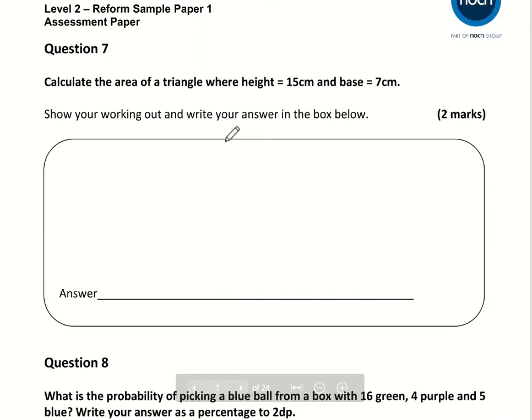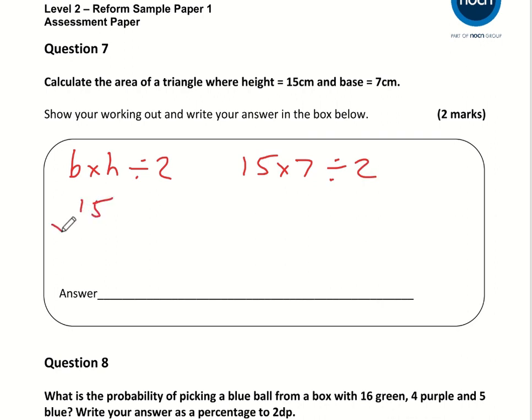Okay, moving on to question number 7. Calculate the area of a triangle where the height is 15 and the base is 7. So remember the formula for the area of a triangle is base times the height divided by 2. So that's 15 times 7 divided by 2. So what is 15 multiplied by 7? 5 7s are 35, carry the 3, 1 times 7 is 7, plus 3 is 10, so 105. So we need to divide 105 by 2.